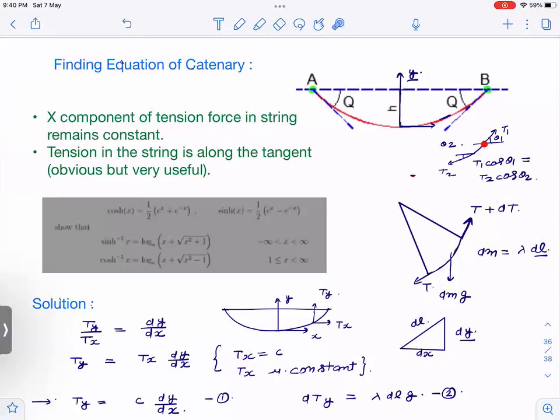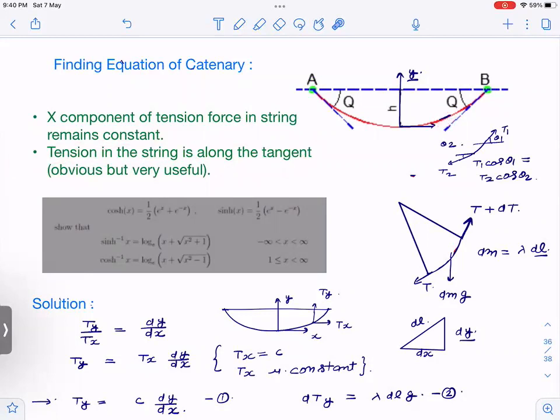But what about y coordinate? The y component of tension is different because it has to balance weight of this part, right? So that thing also we will be using. Now, another important thing is that tension in the string is along the tangent. It's a very obvious point, but it is going to be very useful in this analysis. In fact, we are going to start with this point only. Tension at any point in the string, if you cut the string from here, then tension is along the tangent, right?